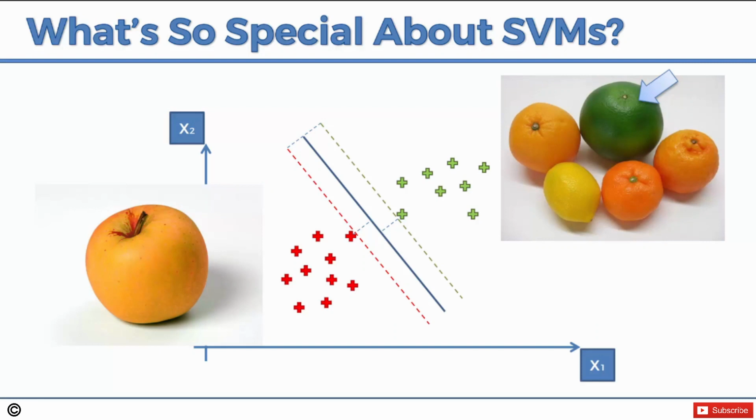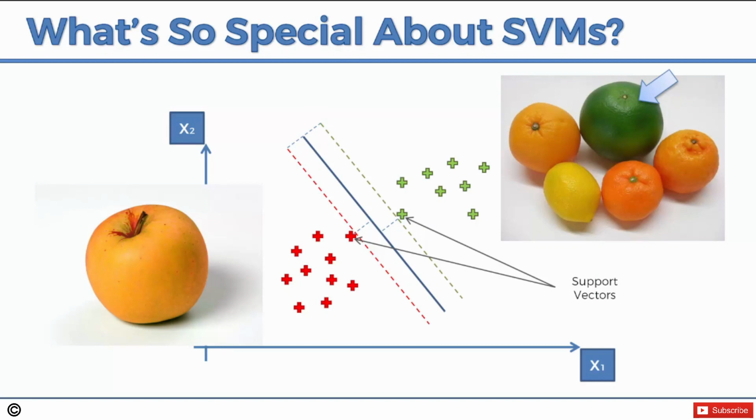In this case, we have a green orange. It's not normal to have a green orange. When you think of orange, you think of an orange. And those are the support vectors. You can see that they're very close to the boundary. The red one would be very close to the green ones, and the orange or the green mark here would be very close to the red ones.